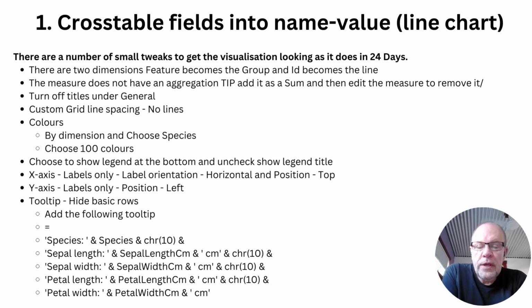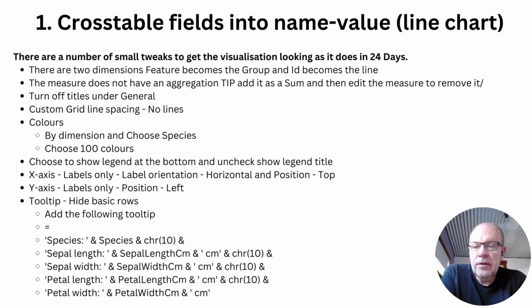Okay, so there's a number of tweaks that need to be done for getting the chart to look the way it does. A couple of things. There are 2 dimensions, so feature becomes the group and ID becomes the line. There's no aggregation for this one, so it's a bit unusual when it comes to charts and visualizations that we build in Qlik. So you can default by making the formula a sum and then edit to remove it.